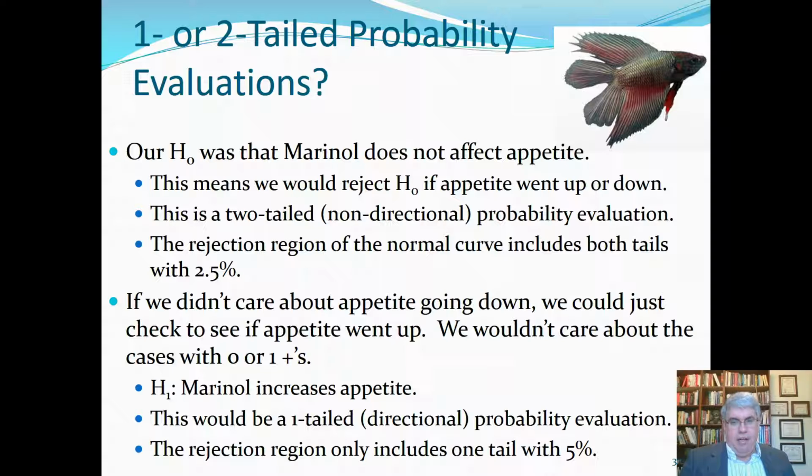Now let's talk about one- or two-tailed probability evaluations. So our null hypothesis was that Marinol does not affect appetite. That means that we would reject the null hypothesis if people ate more or if they ate less, if appetite went up or down. So this is a two-tailed, or non-directional, can go in any direction, probability evaluation. And we said it had to be less than 5%. So that means the rejection region of the bell curve has 2.5% on one side and 2.5% on the other side. And if anything fell in these points more extreme than 2.5%, we'd say, aha, that's not very likely. So we would reject the null.